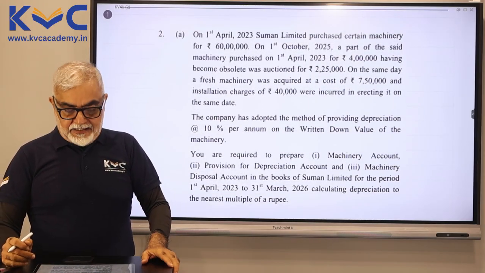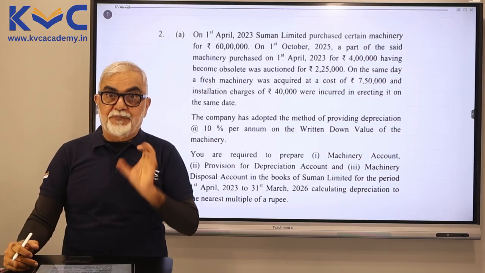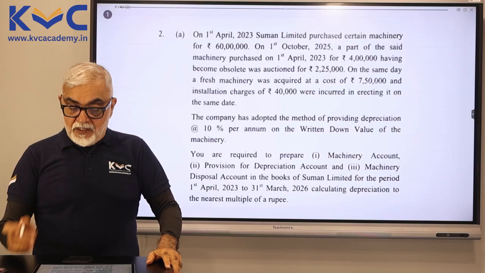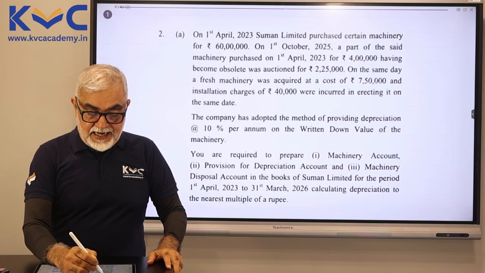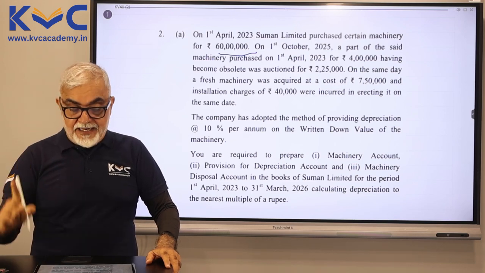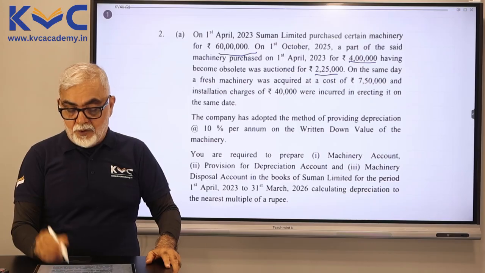The second question, the A part. The second question has got 2 parts. A part was a depreciation question. Machinery was bought for 60 lakhs. On October 1, after 2 years, a part of the machinery of the cost of 4 lakhs was auctioned for 225.